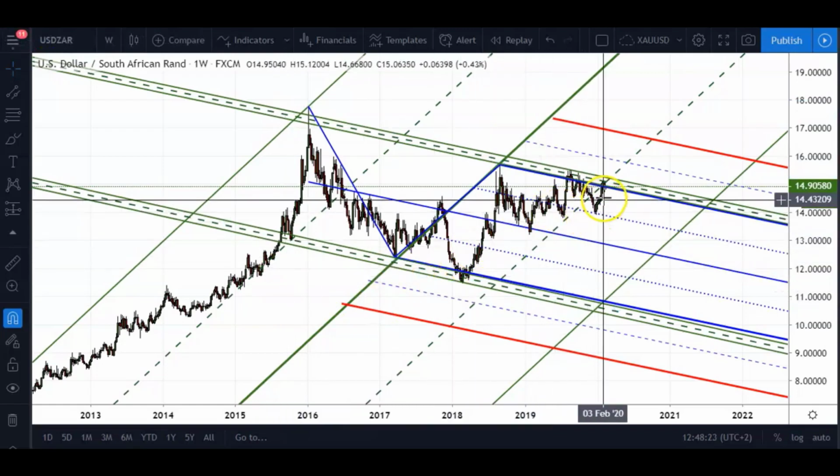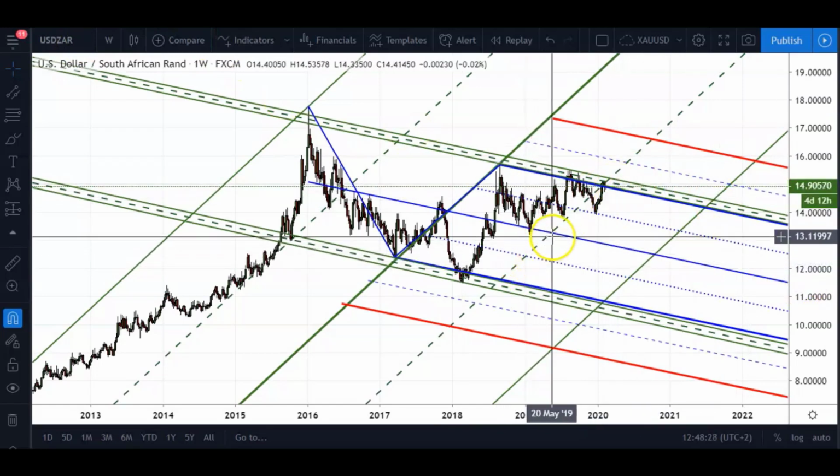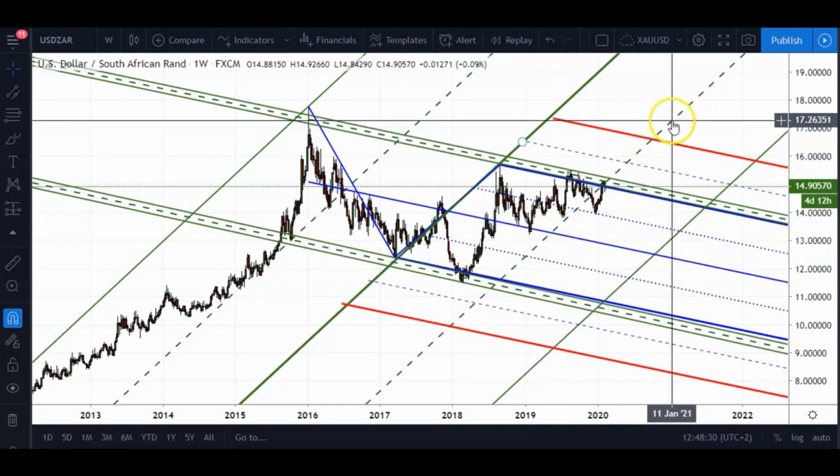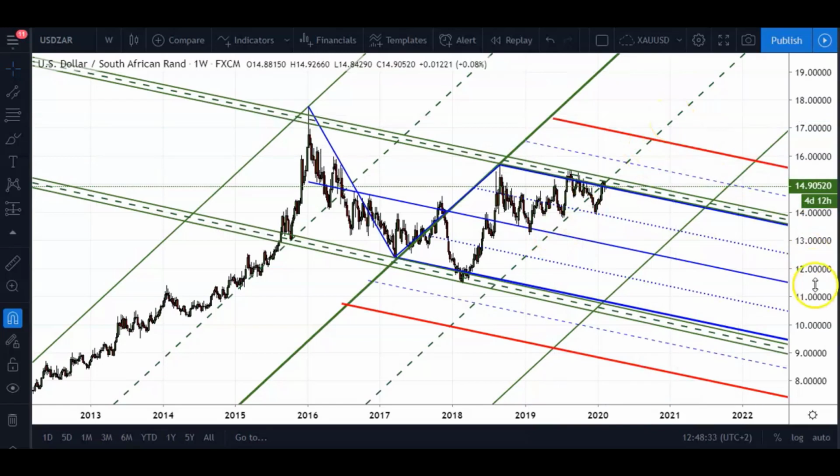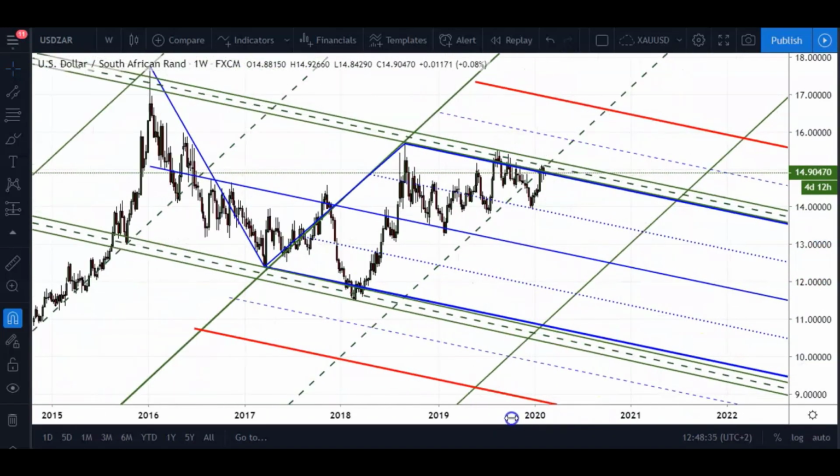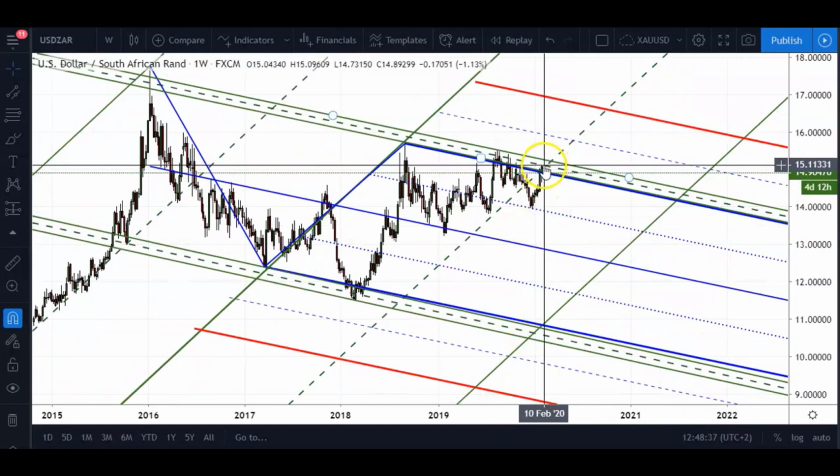And what's quite interesting at the moment is that the US dollar rand is currently at the center line of this channel, which could also be seen as an action-reaction line. It's crossing there right at the moment and is struggling to break through.